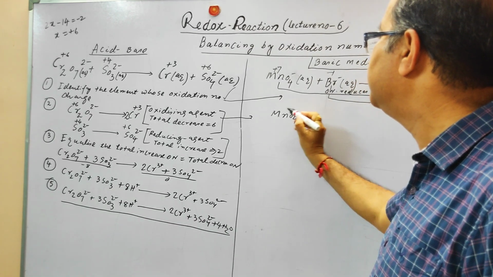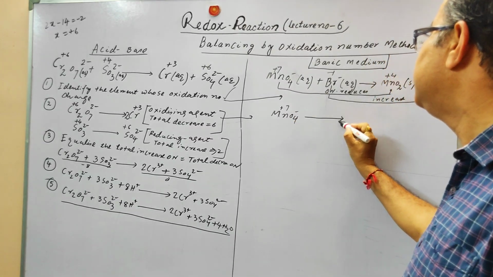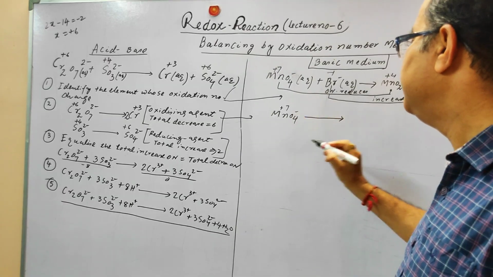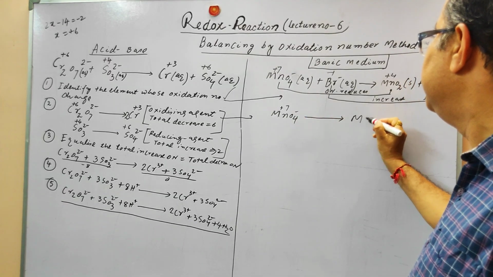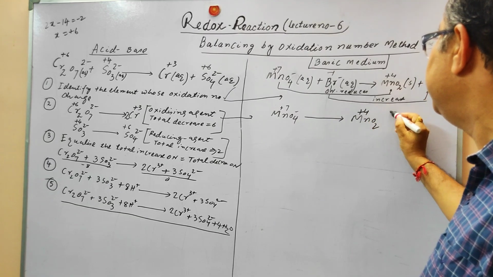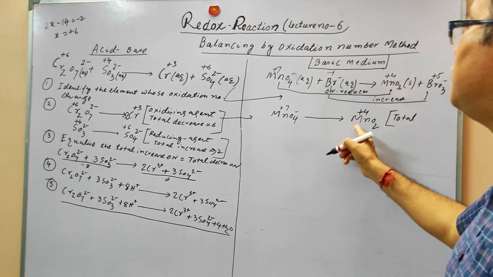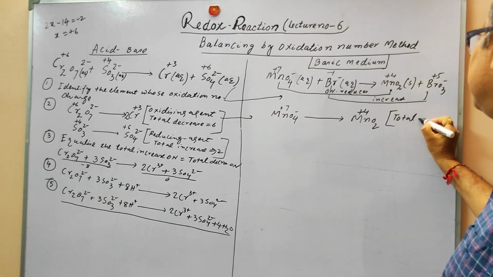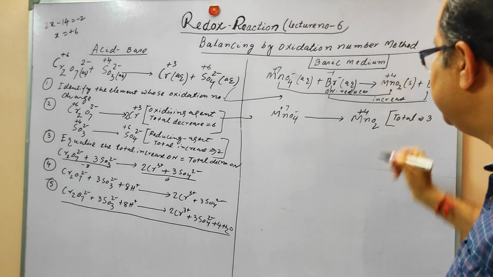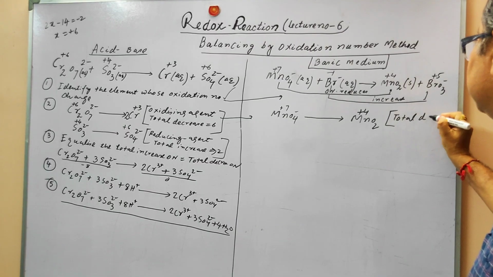Permanganate ion is an oxidizing agent because its oxidation number is decreasing. The MnO4 minus, the plus 7 in the manganese, decreases to manganese dioxide, and we can see the change because one atom is involved here. That is, the total decrease in the oxidation number is equal to 3.